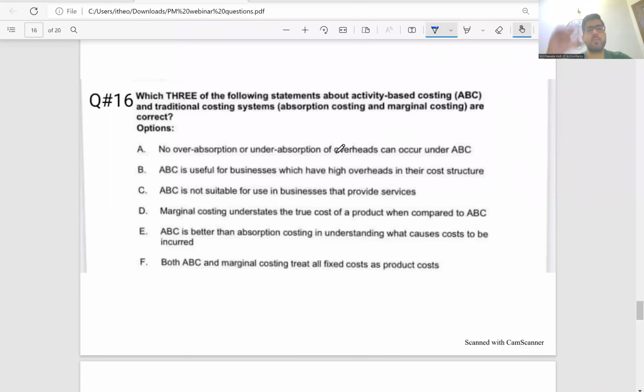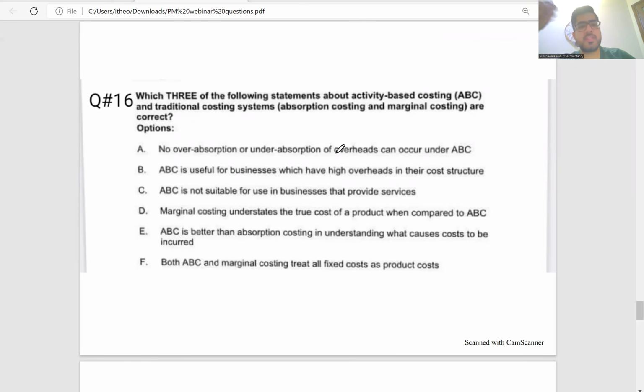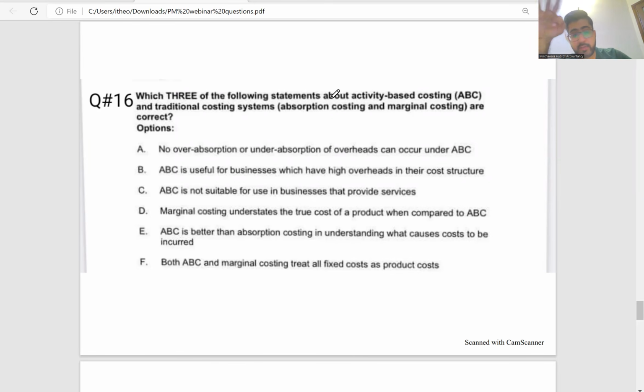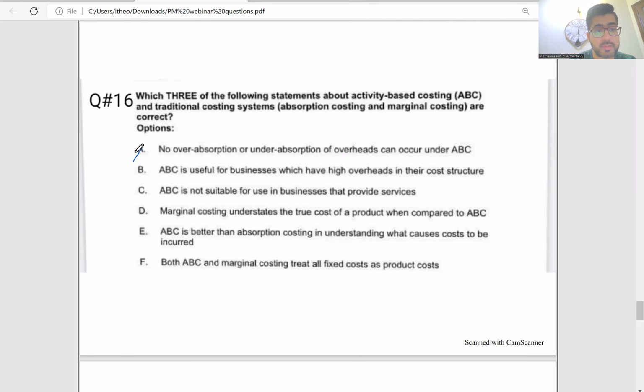Okay, next MCQ, which three of the following statements about ABC and traditional costing system absorption model are correct? So it's asking which three of the following statements are correct. Very easy MCQ of ABC and absorption model. Please read the requirement. No over under absorption can occur under ABC. This is completely false. Over under absorption does not occur only in marginal costing. In marginal costing, there is no over under absorption.